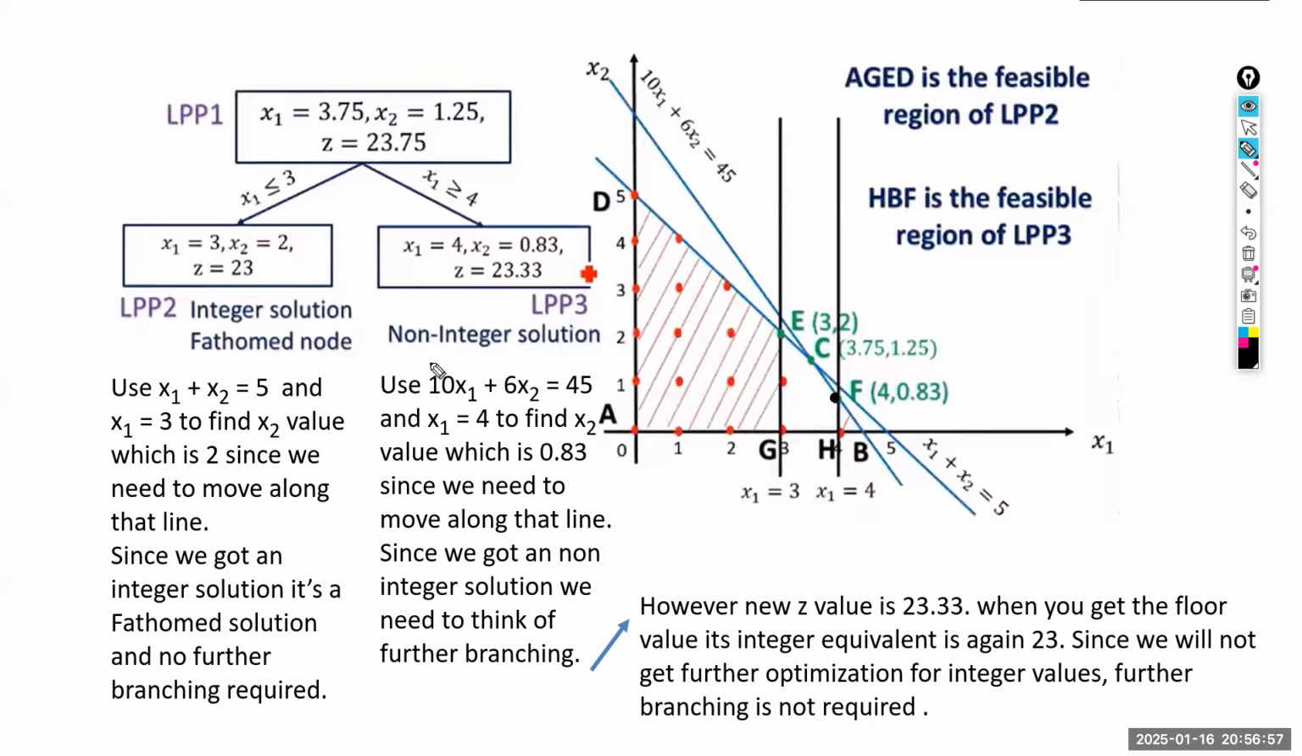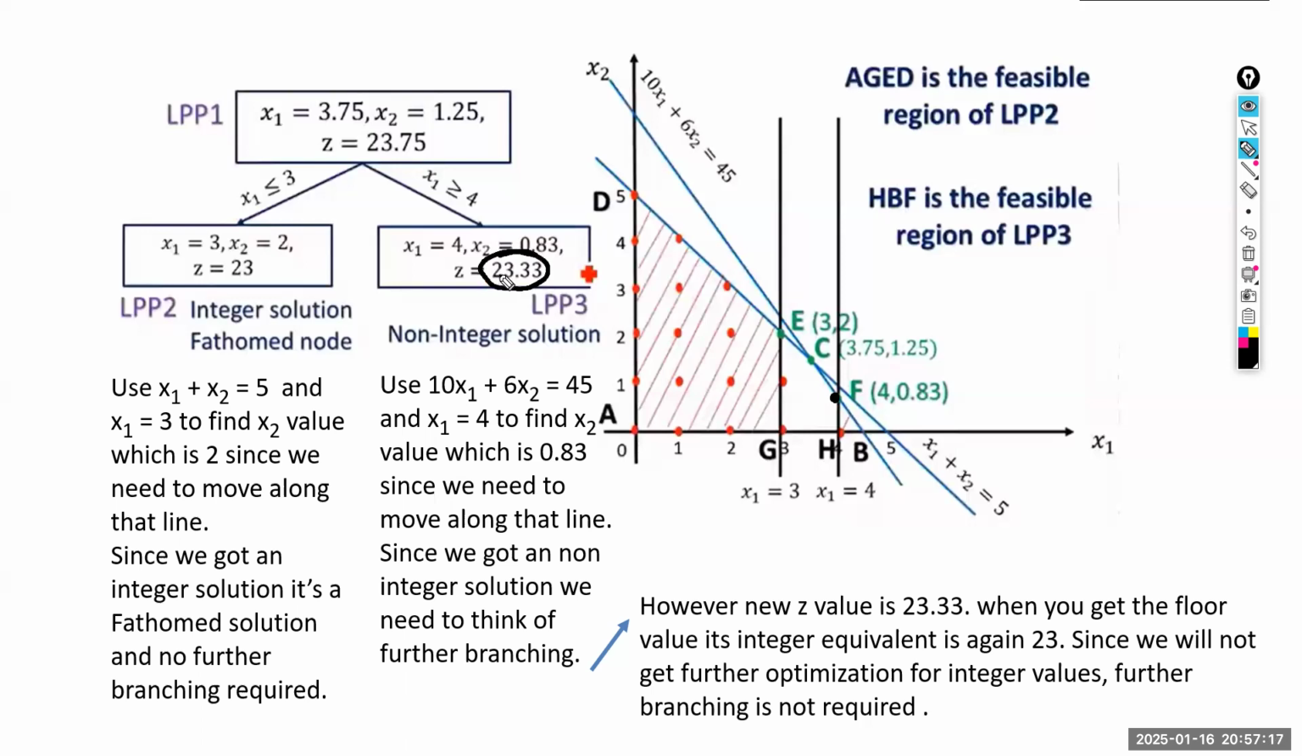Because this is not an integer, that means you need to further branch it. But look at, however, the new Z value is 23.33. So this is a non-integer solution. Right?